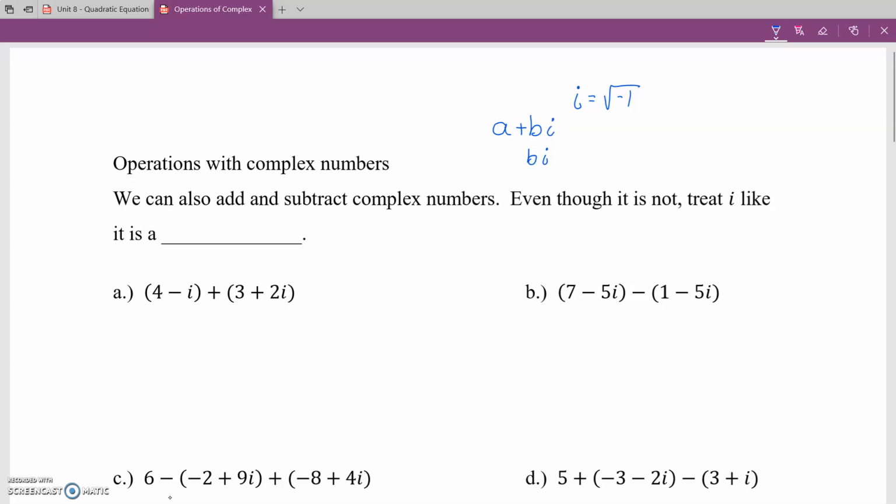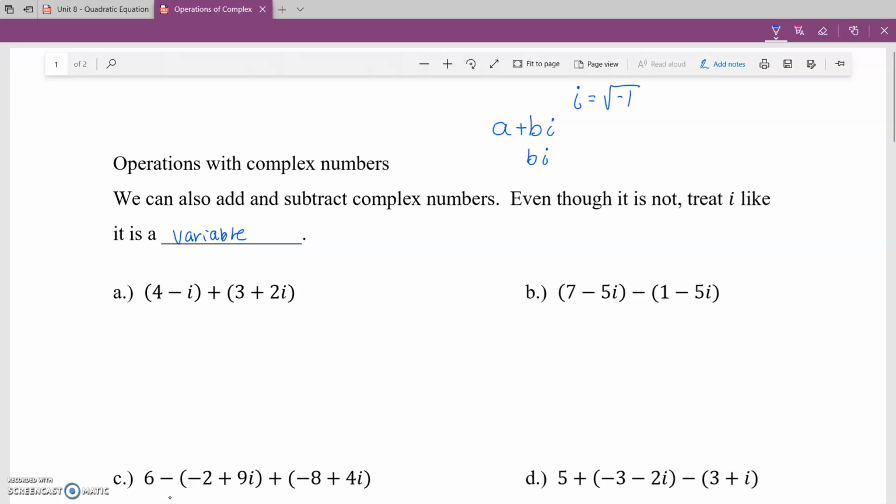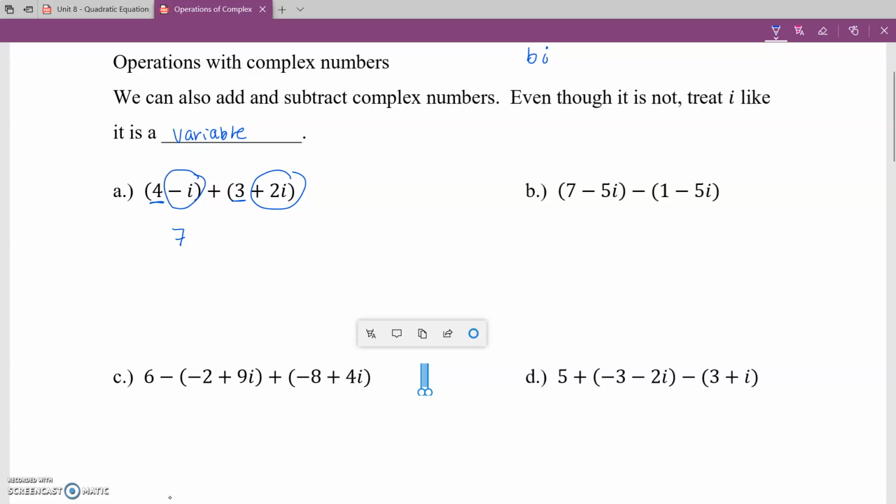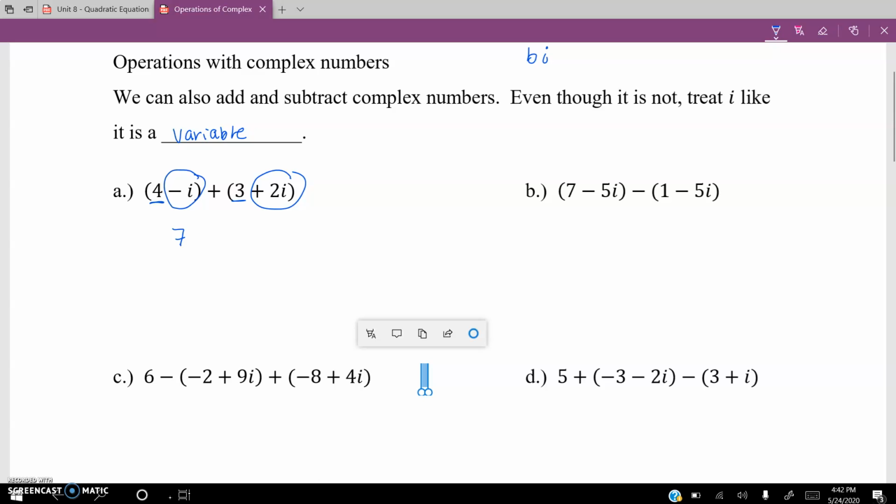All right. So we're going to talk about how to combine and use our operations with these complex numbers. When we're adding and subtracting, even though i is technically not, we're going to treat it like it's a variable. So we can combine imaginary numbers with imaginary numbers, but we cannot combine our imaginary numbers with our real numbers. So for A, 4 plus 3 gives me 7. Then I combine my imaginaries, -1 and 2 gives me +1.